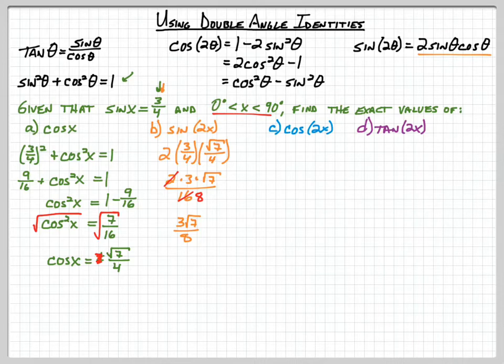All right, what about cosine 2x? Well, for cosine 2x, we could really use any one of these three values because we already know what cosine is and we already know what sine is. We found cosine in the first part, and sine was given to us in the original problem.